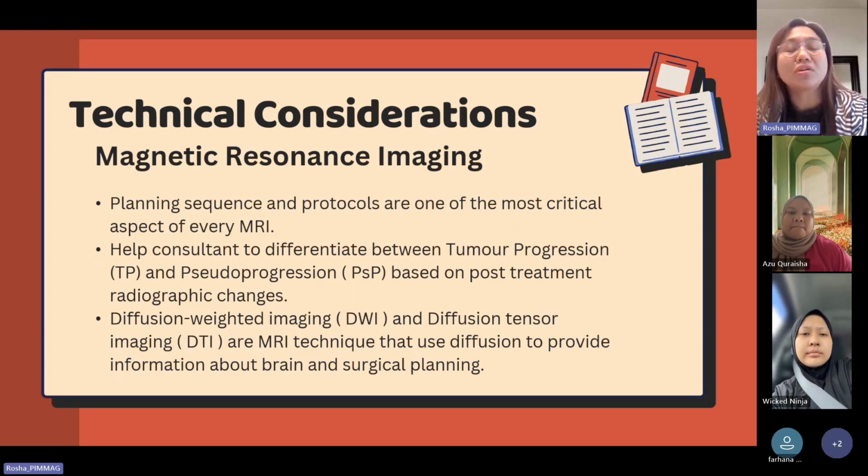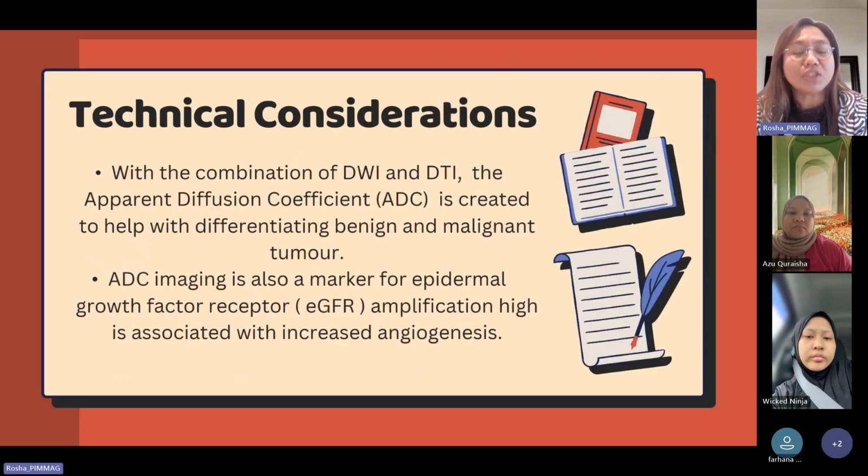It can help the consultant differentiate between tumor progression and pseudo progression based on the post-treatment radiographic changes. Diffusion weighted imaging, which is DWI, and also DTI, diffusion tensor imaging, are MRI techniques that use diffusion to provide information about the brain and also surgical planning. With the combination of DWI and DTI, the apparent diffusion coefficient, which we call ADC, is created to help with differentiating benign and malignant tumor.